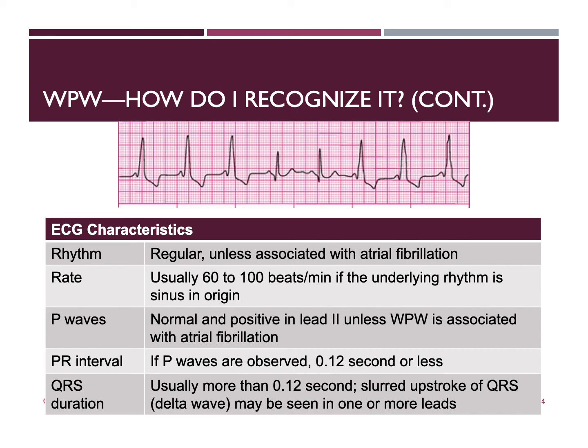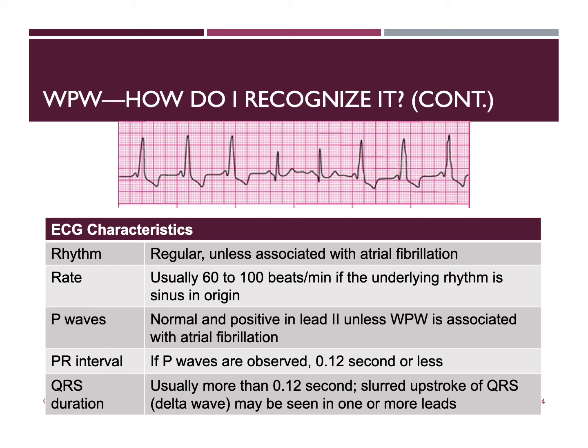Now, PR interval. If that P wave is observed, we'll see 0.12 seconds or less. Our QRS duration is usually going to be more than 0.12 seconds. We'll see a slurred upstroke of that QRS, which is going to be that delta wave, and it may be seen in one or more leads.